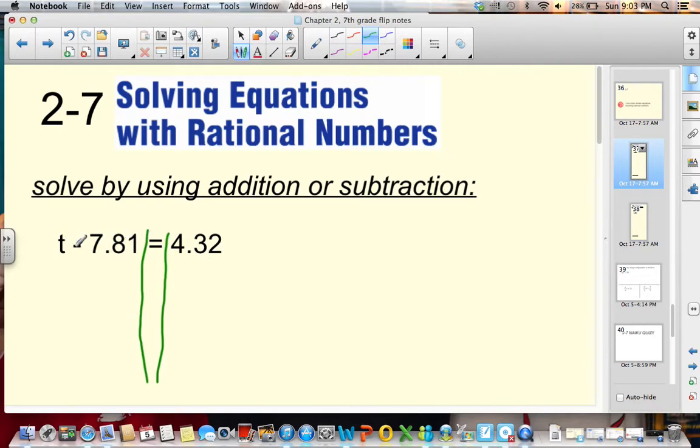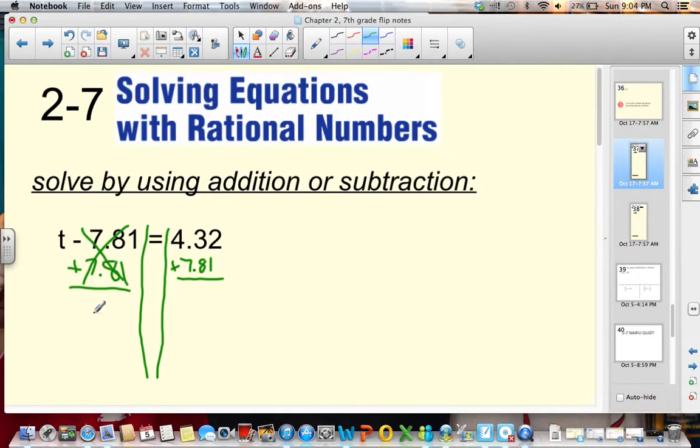So since this is subtraction, and since my variable is on this side, I'm going to do the opposite of subtraction, so I'm going to add 7.81 to both sides. I'm trying to line it up nice so that it is nice and organized and easy for me to add. Remember, the reason why we added 7.81 is because negative 7.81 plus positive 7.81 cancels each other out. So we're left with 0 for that.